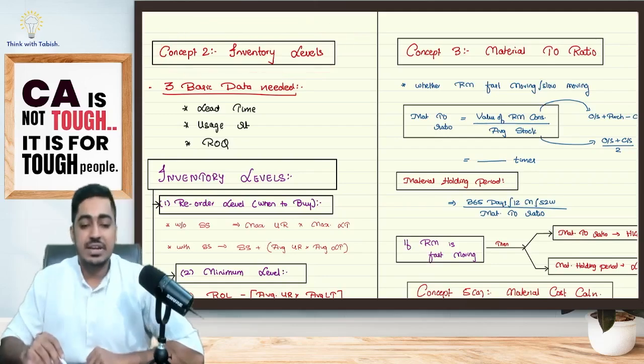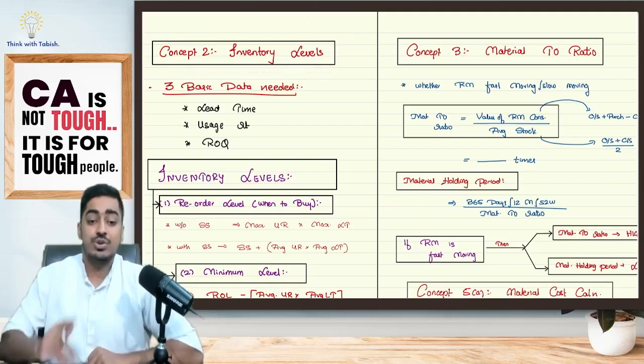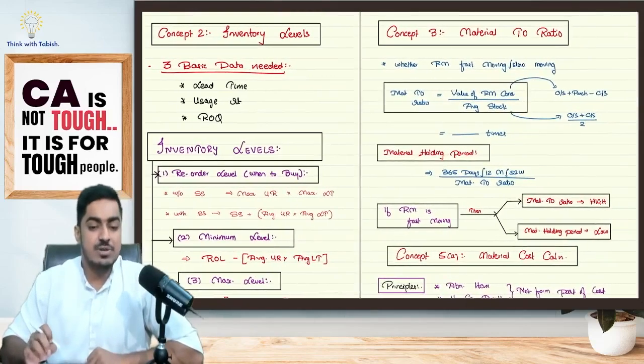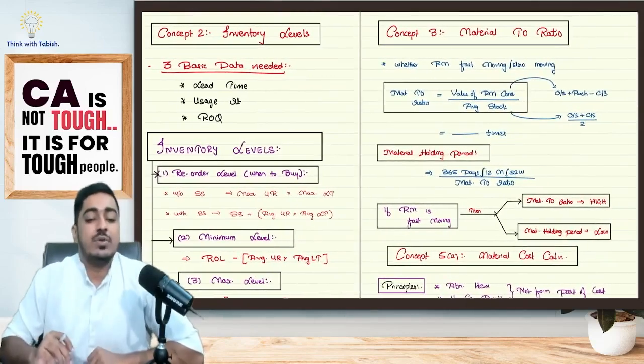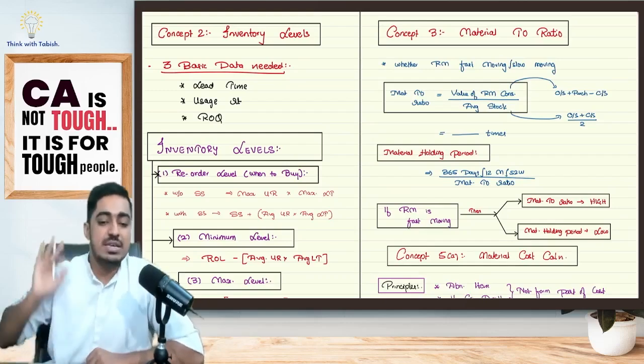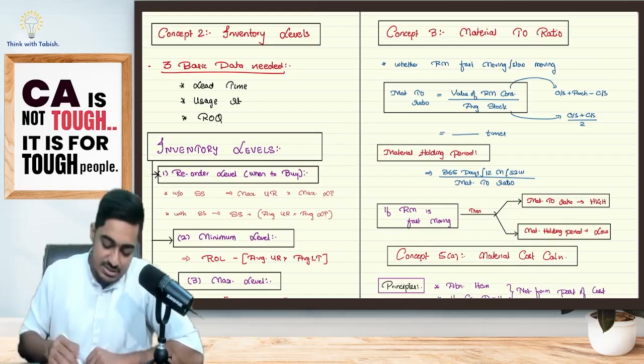Concept 2, which is inventory levels. I hope you would have watched the concept video. If not, first watch the concept video, after that come here. I'll have a quick revision and we'll solve the questions on that. Firstly, inventory levels. To solve any question on inventory level, I want 3 basic data. What all basic data is needed, students?